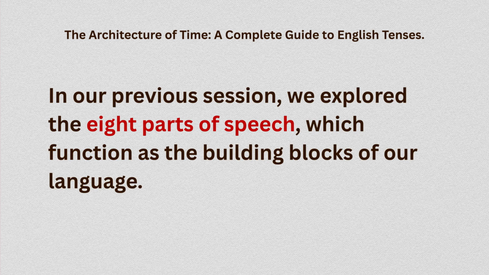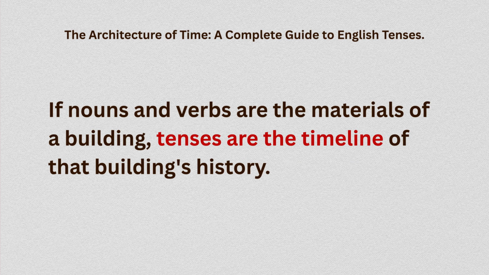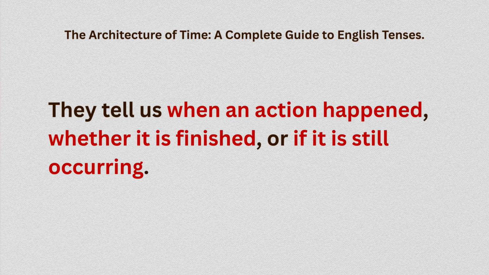In our previous session, we explored the 8 parts of speech, which function as the building blocks of our language. Today, we are going to focus on the structure that holds those blocks together, the English tense system. If nouns and verbs are the materials of a building, tenses are the timeline of that building's history. They tell us when an action happened, whether it is finished, or if it is still occurring.